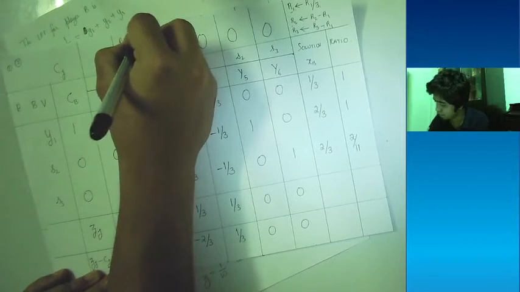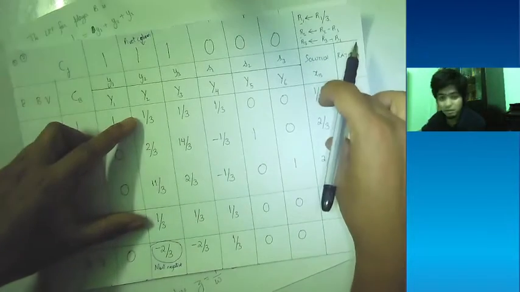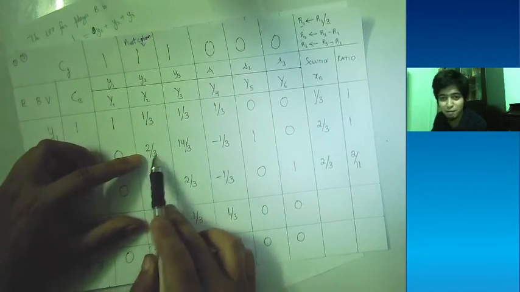This one will be the pivot column. Since this one is a pivot column, the solution divided by the pivot column will give you the ratio. 1 by 3 divided by 1 by 3 will give you 1. 2 by 3 divided by 2 by 3 will give you 1. 2 by 3 divided by 11 by 3 will give you 2 by 11. Okay, so this is how we get the ratio.